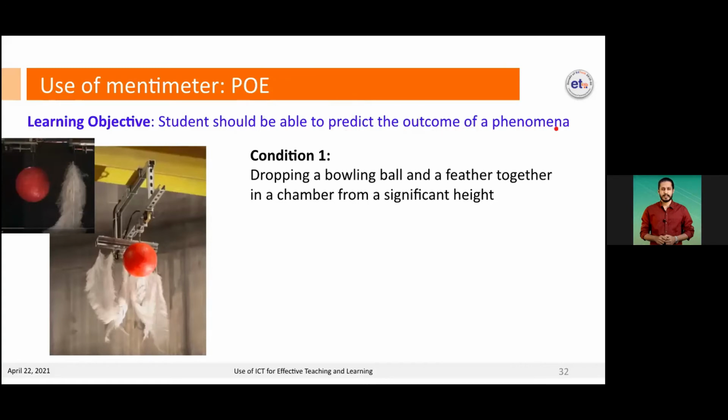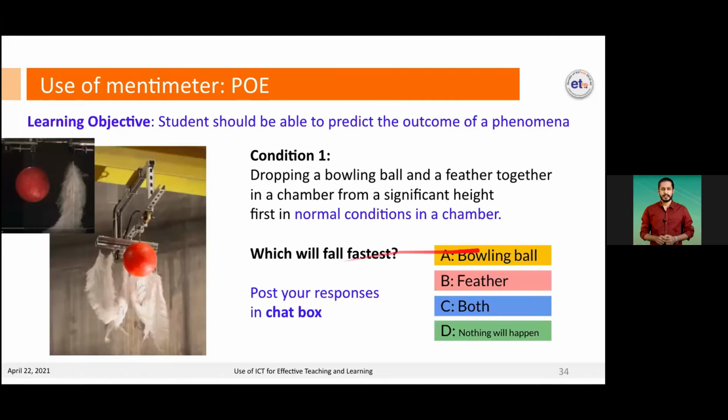Okay. So here is a condition for you. You could see that there is a bowling ball and there is a feather. Both are the same image, just with different viewpoints. Okay. So the condition is dropping this bowling ball and a feather from a significant height, in a chamber. The condition is first a normal condition in a chamber. My question is which will fall fastest? Okay, so here are four options. Bowling ball will fall fastest, feather will fall fastest, both will fall fastest, and nothing will happen. Can you please post your responses in the chat box?